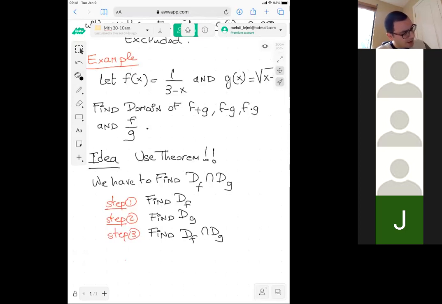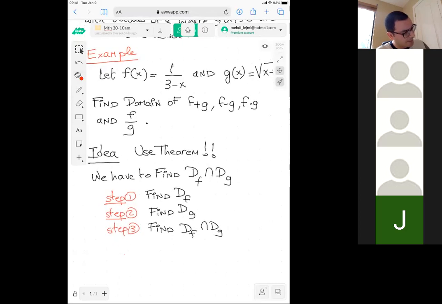So for step 1, I want to find the domain of f. f of x is 1 over 3 minus x. As a reminder from yesterday, if you have division, all you have to do to find the domain is to solve the bottom equal to 0. And if you have a square root, then you have to solve the expression under the square root larger or equal to 0. Let me just quickly remind you here.